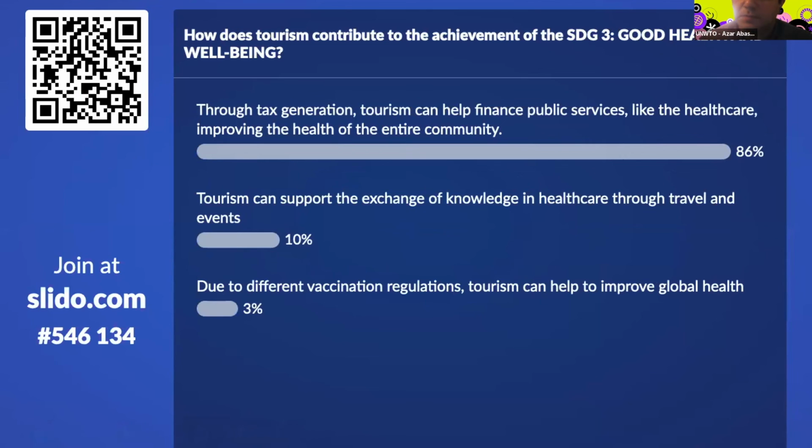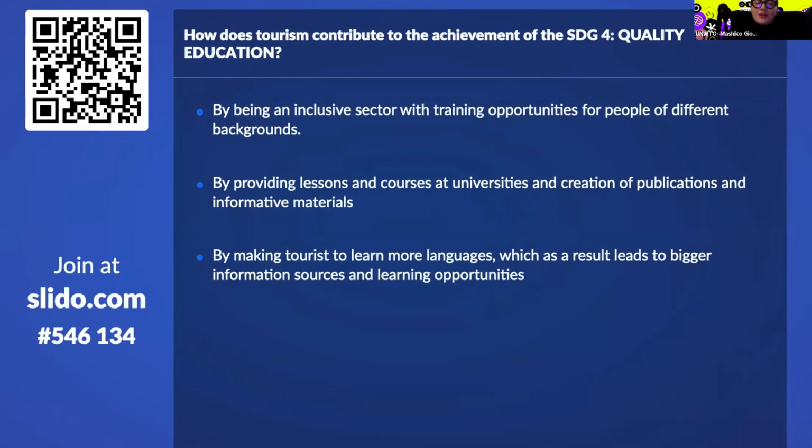Yeah. All right. See, yes, this was getting a little bit tougher. 86%. Well done, everybody. So the first one was the correct answer. Well done, everybody. Okay, now we go to SDG number 4, quality education. How does tourism contribute to the achievement of SDG 4?